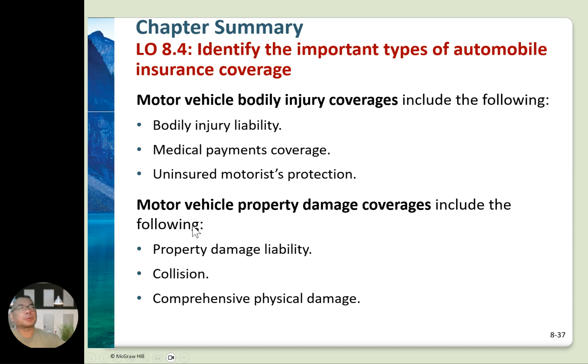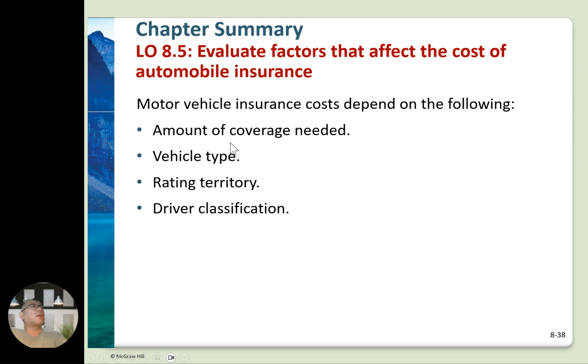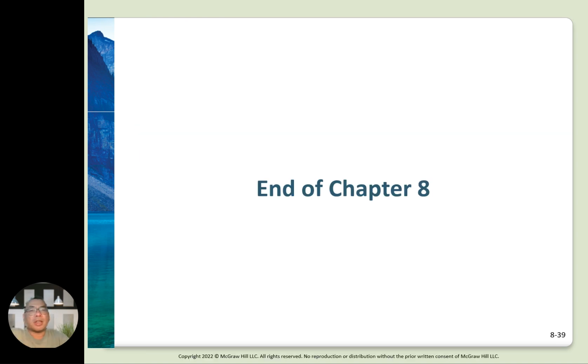Or Mississauga. Number 4, motor vehicle bodily injury coverage includes bodily injury liability, medical coverage, as well as uninsured motorist protection. Motor vehicle damage coverage includes the following: property damage liability, collision, and comprehensive physical damage. So that's basically number 4. For number 5, evaluate the factors that affect the cost of automobile insurance, which depends on the amount of coverage, vehicle type, rating territory, and driver classification. M1, M2, and full M all have different classes and different risk premiums. So that basically concludes this chapter, guys.